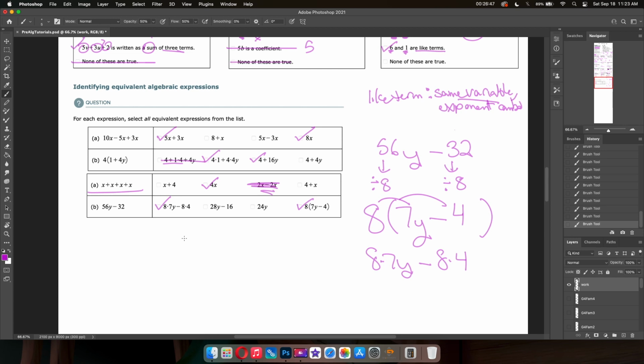Technically, 8 is the best number, but we can divide it by other numbers. If I do 56y minus 32, and instead of 8, let's divide by 2, because that's the smallest number. This one was the best number because it was the biggest, but let's try something smaller. What's 56 cut in half? That's going to be 28. And then what's 32 divided by 2? 16. I doubt that's up there.